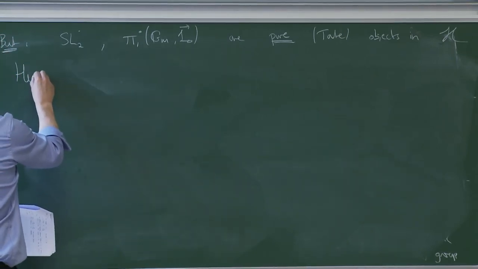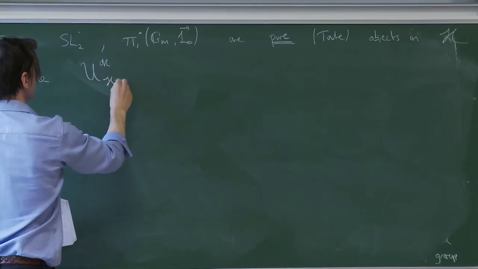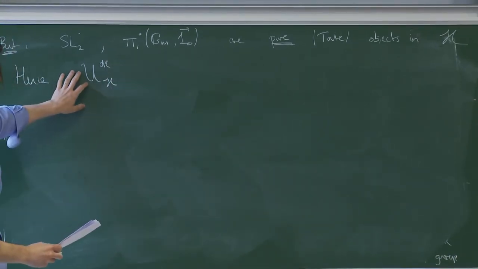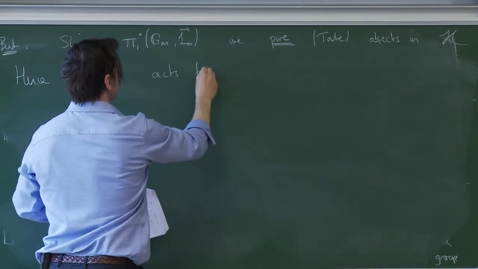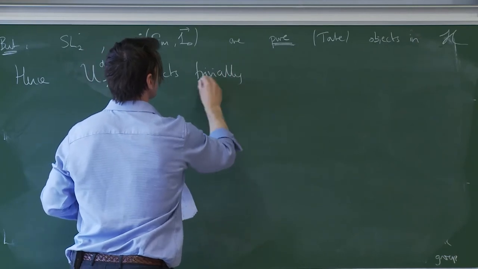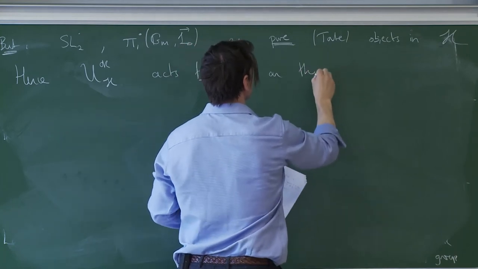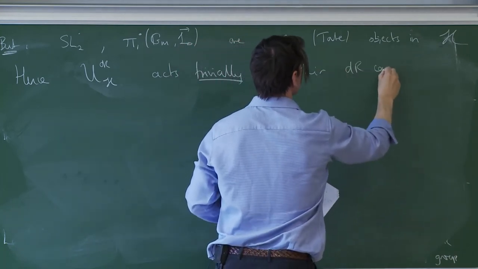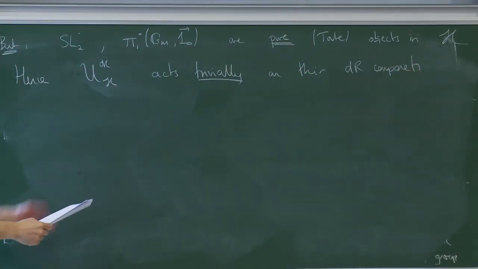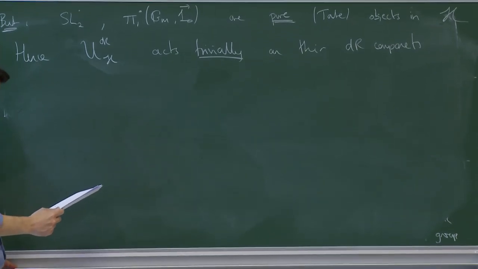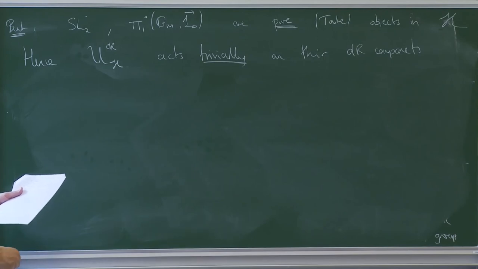And in particular, since for simplicity I'm only going to look at the unipotent radical, the unipotent radical of this category acts trivially by definition on all pure objects. So it's going to act trivially on both SL2 and this Pi1, or rather their de Rham components, because it acts trivially on all pure objects in H by definition. That's the definition of U. It's the subgroup which acts trivially on pure objects, or direct sums of pure objects.